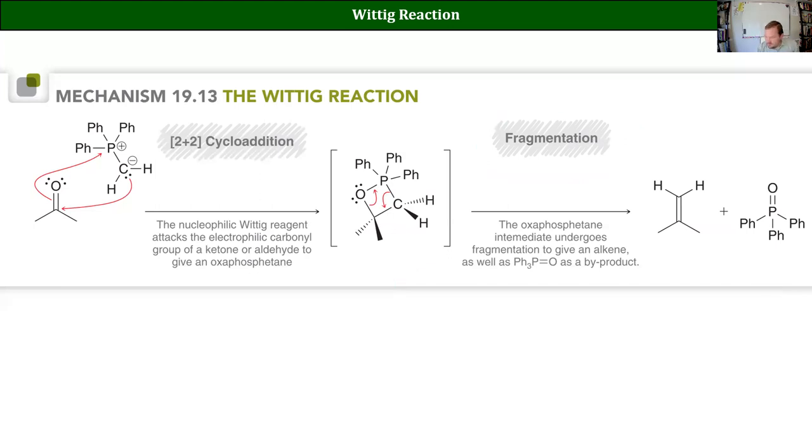All right, so even though we have two different names for these types of steps, the individual steps still make sense following the rules that we've been using all the way since, what, October, probably, when we first brought in mechanisms.